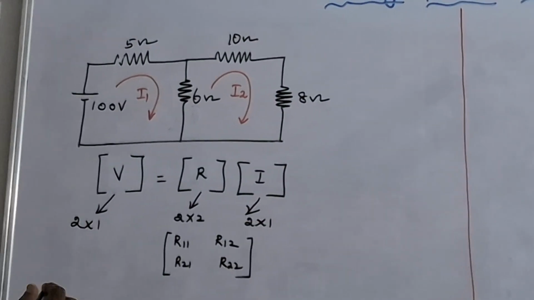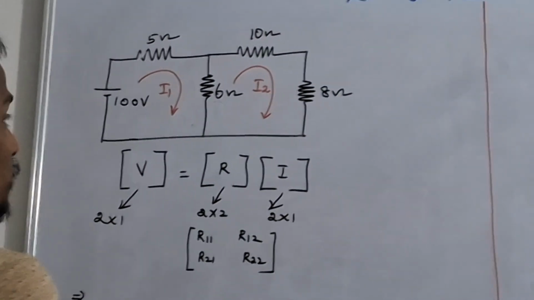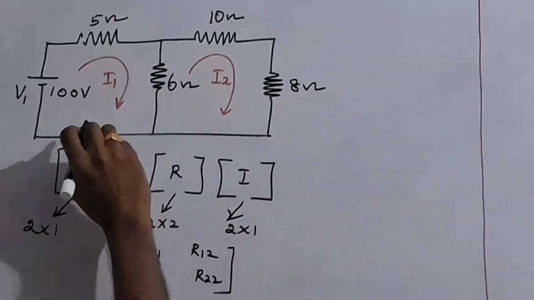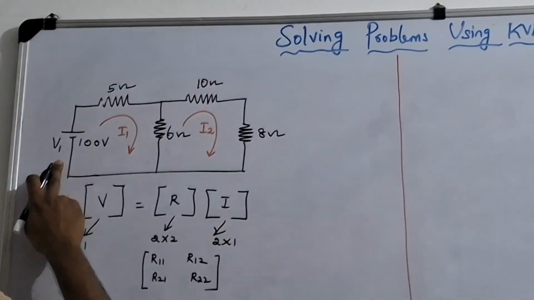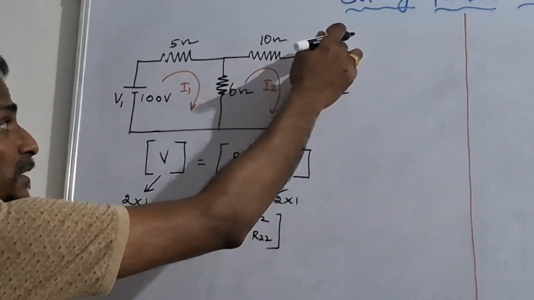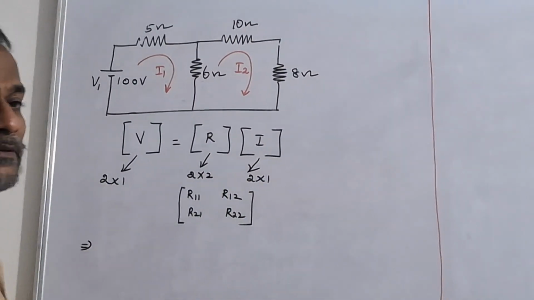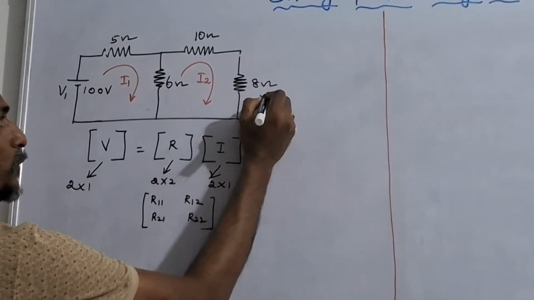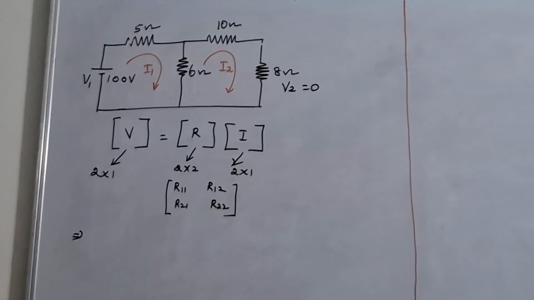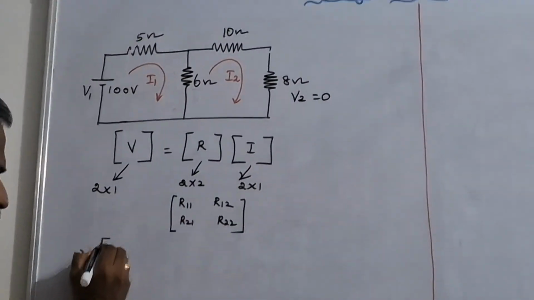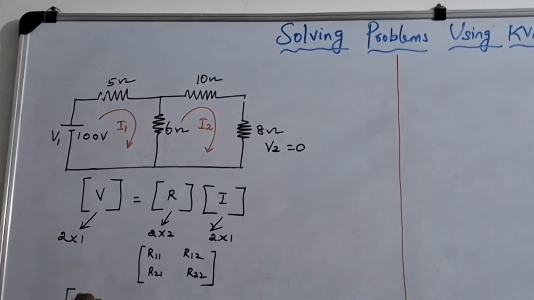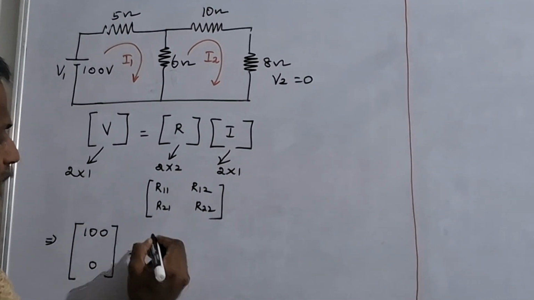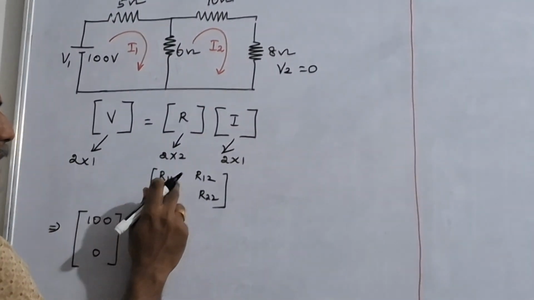So now I am going to write the voltage. We have two voltage sources. This we can consider as V1, but in this case we have only one source, and since in the second loop there is no voltage source at all, the second source V2 has to be considered 0. So we can write it now. V1 is 100 and V2 is 0. There is no voltage source, is equal to the resistance matrix.